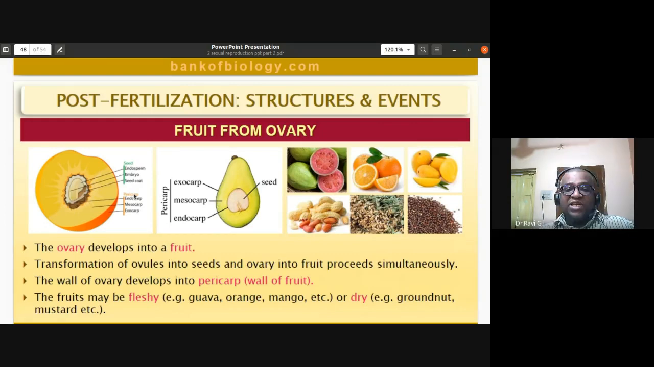The fruits may be fleshy, as in guava, orange, mango, or they can be dry fruits if the fruit wall is dry and membranous, like in groundnut and mustard. The fruit wall is dry and they are not edible. Fleshy fruits also include lemon, the hesperidium fruit, and even cucumber. In dry fruits like groundnut and mustard, you notice that the fruit wall is dry and non-edible.